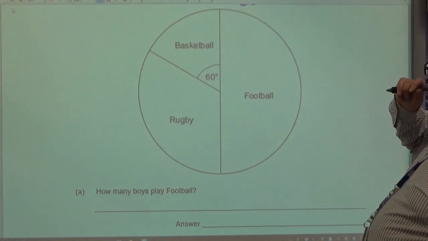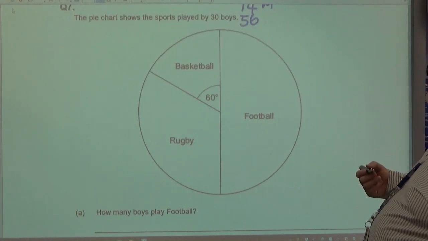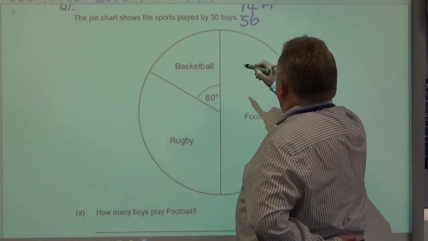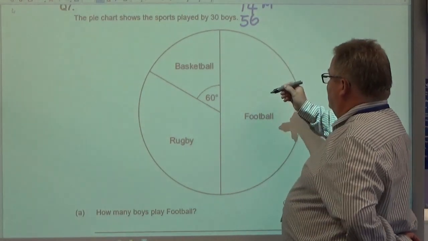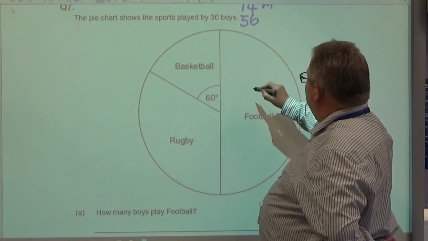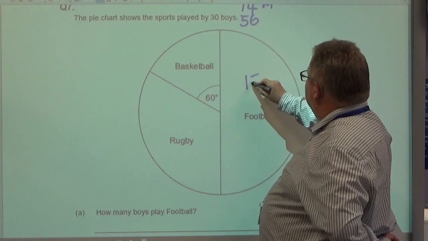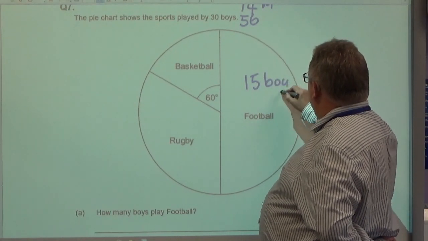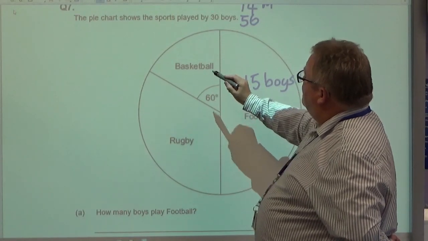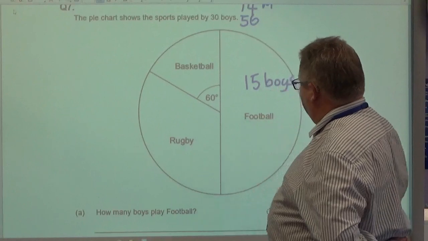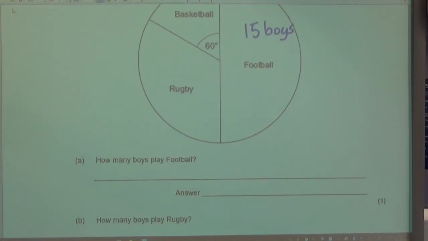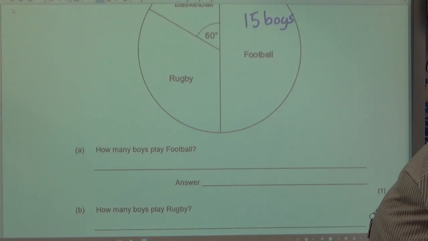Let me just have a quick check on the pie chart shows the sports played by 30 boys. Okay, so the whole thing is going to be 30, so that's 180 there, that's a straight line. So if half of them, that's going to be 15 boys there. And then we've got 15 boys over this bit. How many boys play football? So yeah, we've got 15 boys there.